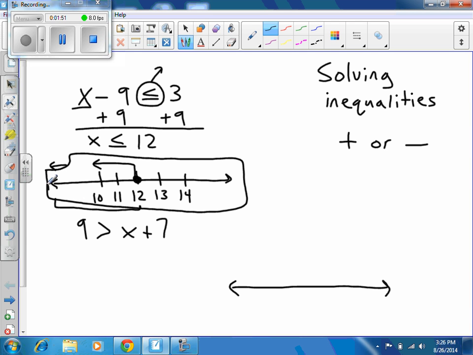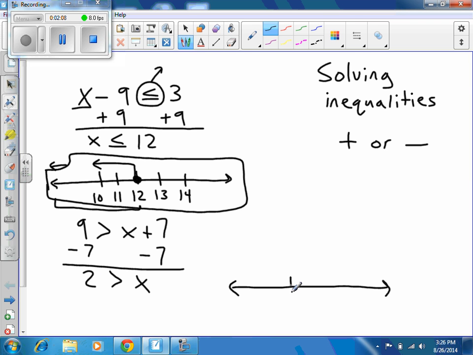This time we're going to use subtraction to solve the inequality. 9 is greater than x plus 7. We're going to subtract 7 from both sides. We get x alone on this side, and we get 2 here. So we have x is less than 2, okay? Or 2 is greater than x.